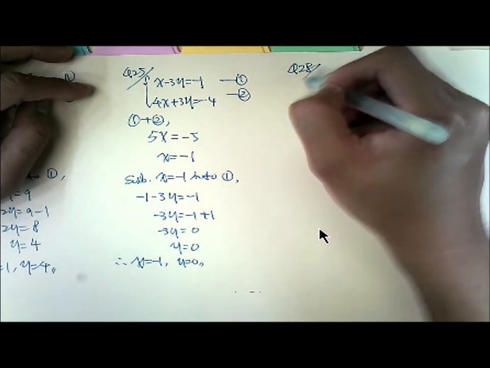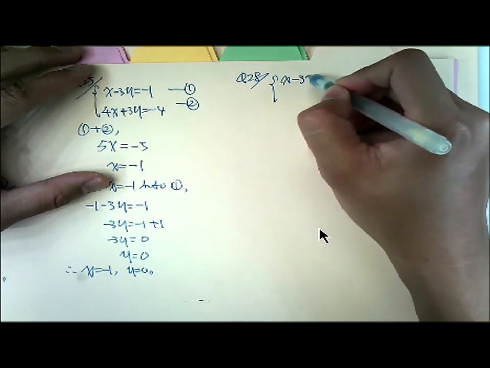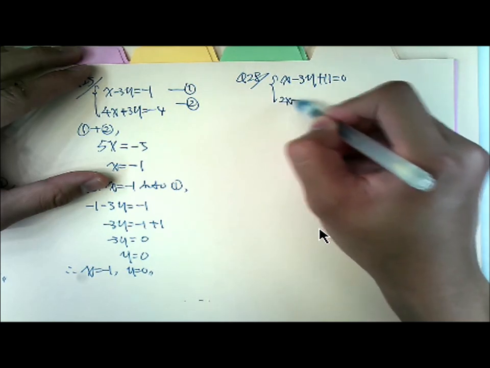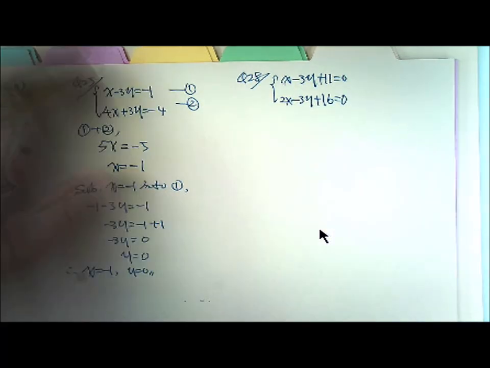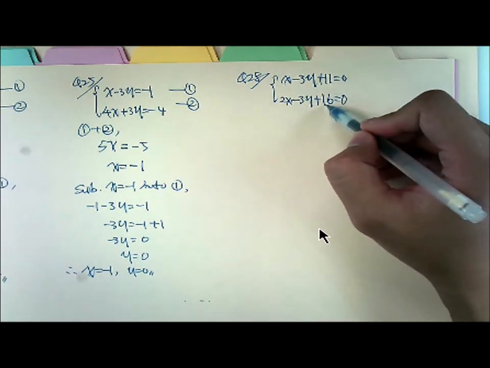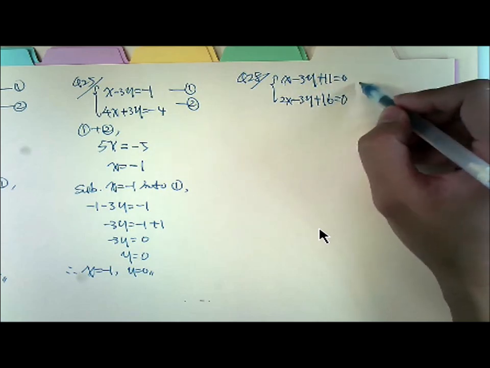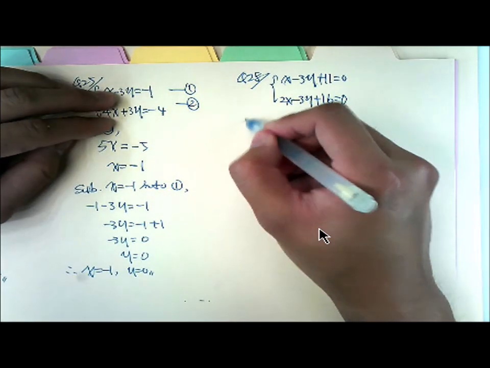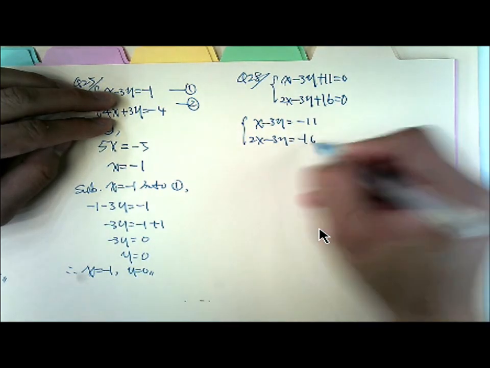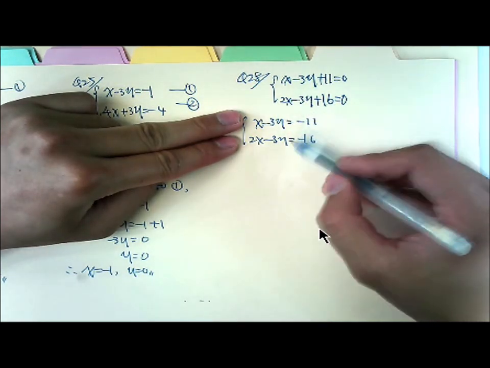Go to 28. Just copy out the questions. x minus 3y plus 11 equals 0. And then 2x minus 3y plus 16 equals 0. So actually, we don't like the number term to be on the left. We like the number term to be on the right. So you move the number term to the other side. Do not give names here. Just move like this. Okay, now when you have moved the numbers to the other side, you can give names.